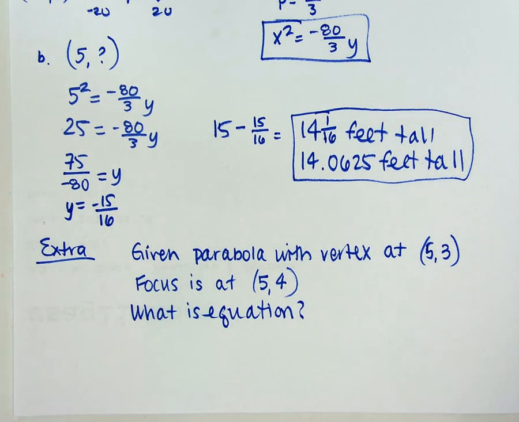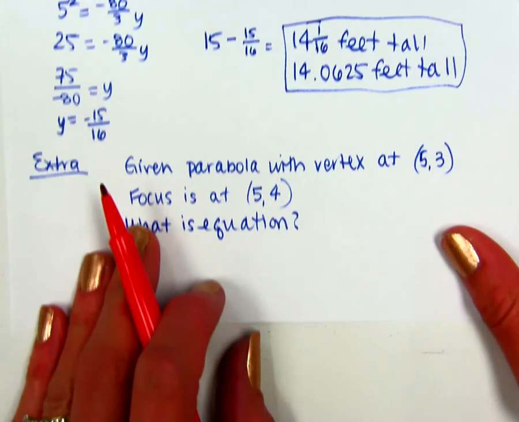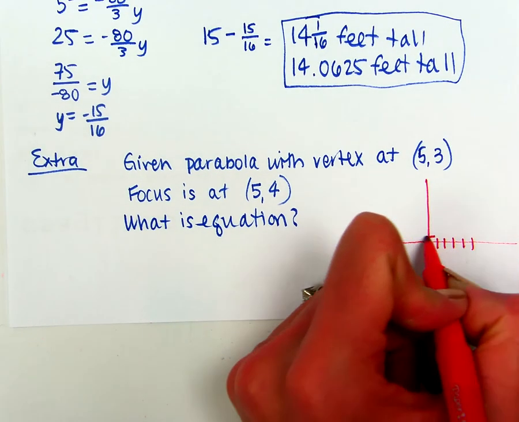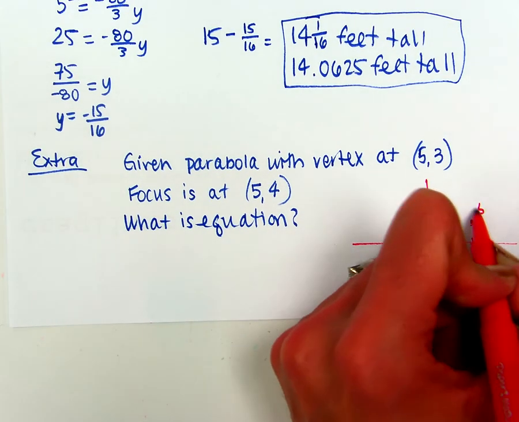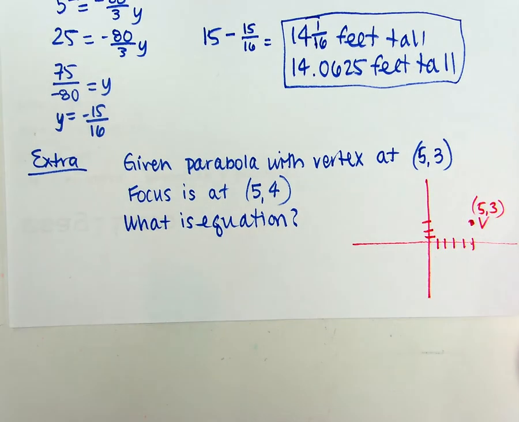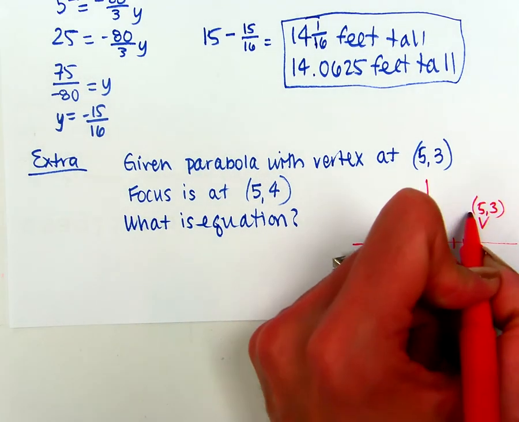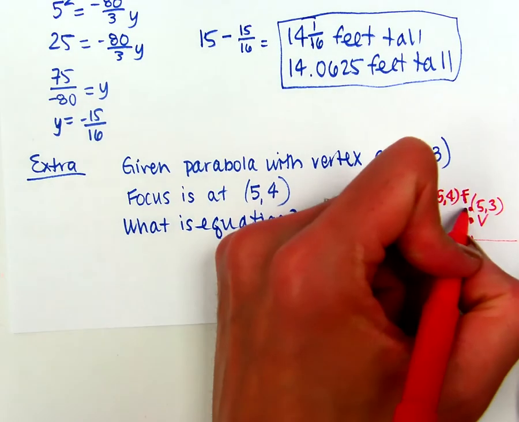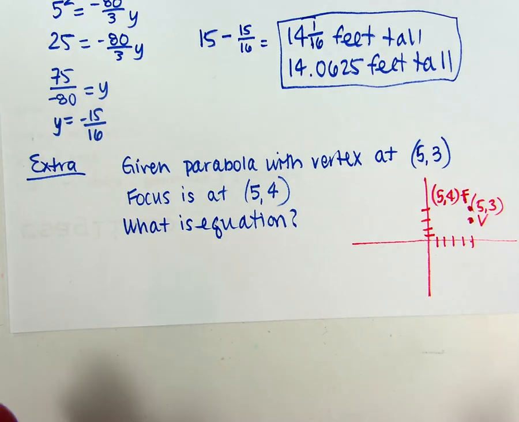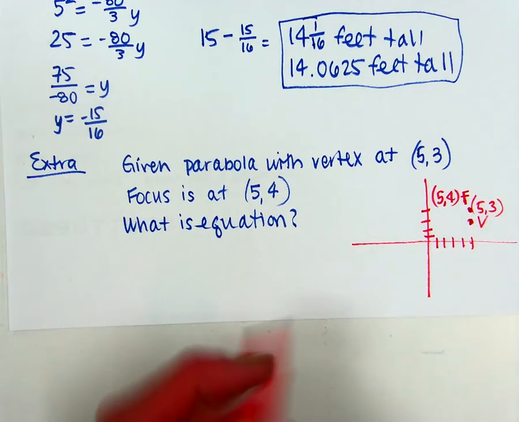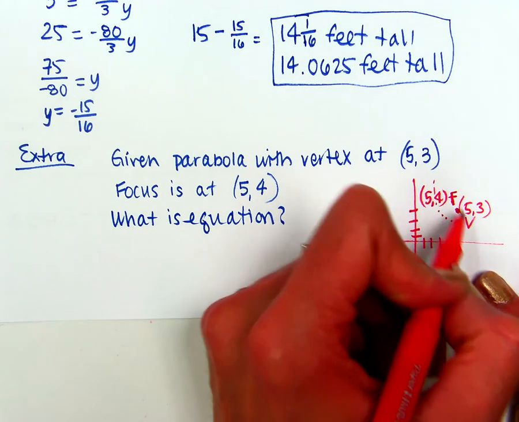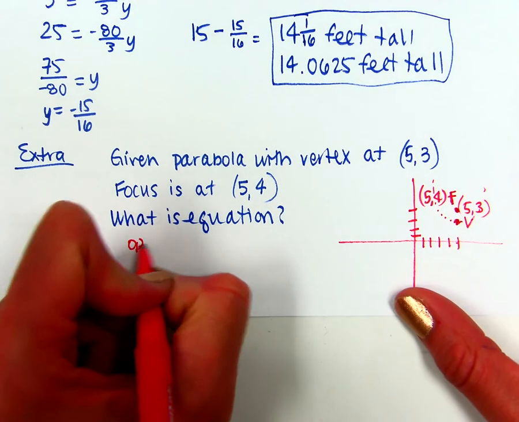Okay, so I think it might help to draw out a diagram for this one. And one of the most important things to figure out is what direction does it open. So if we were to find 5, 3 would be my vertex. I'll put a V for vertex. My focus is at 5, 4. So what does this tell me? Well, since my focus always has to be within my parabola, it must go like this, right? So it must open upward. I'll just draw a dotted line for now. Okay, so I know that it opens up.